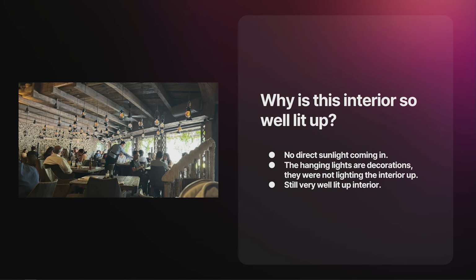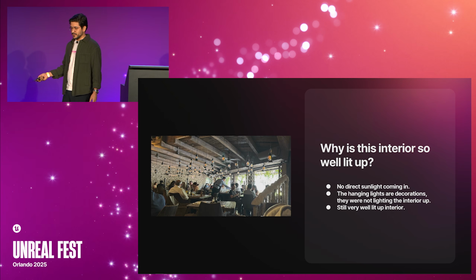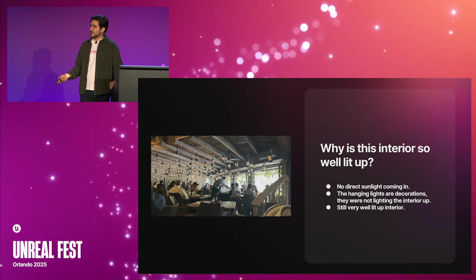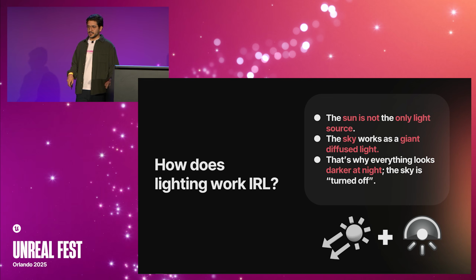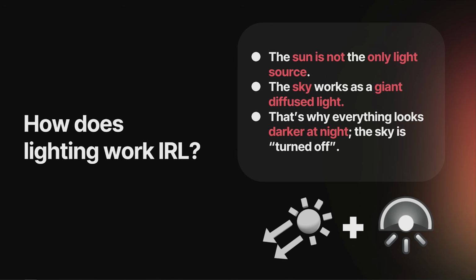As you can see in that picture, there's no direct sunlight coming into the scene, but it's still pretty well lit up, right? Those hanging lights in the ceiling, they were turned off. They were just decorations, so the lighting in this place was not depending on that. So why is it so well lit up? Well, because in real life, the sun is not the only light source that we have.